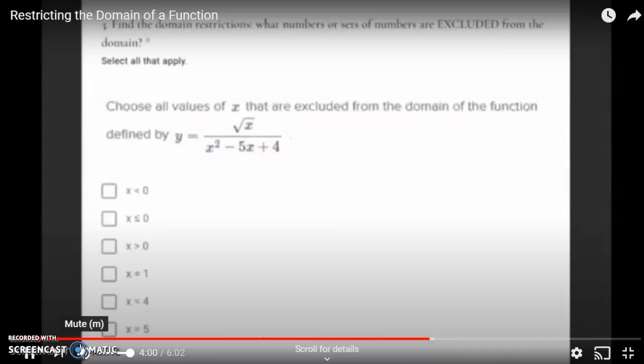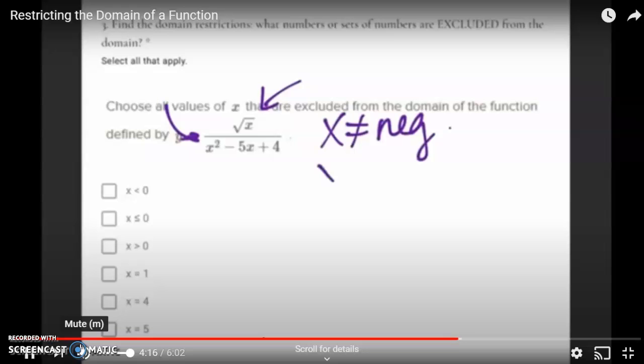All right, here's a big one because it has a root sign and it has a fraction or a division. We have to deal with both of those separately. First of all, what is underneath the radical cannot be negative. Now this is tricky the way they've worded this problem. It's not asking you what's included in the domain, which is basically all numbers greater than or equal to 0. They're asking what's excluded from the domain.